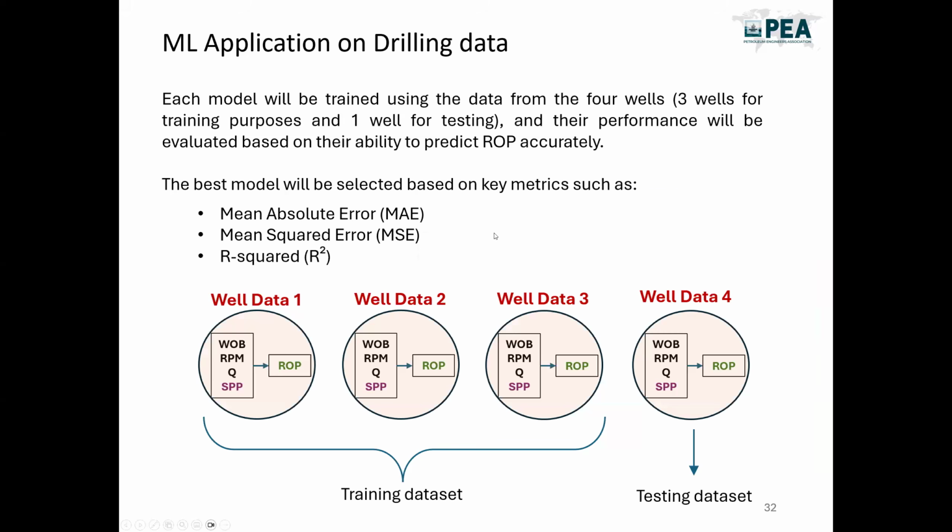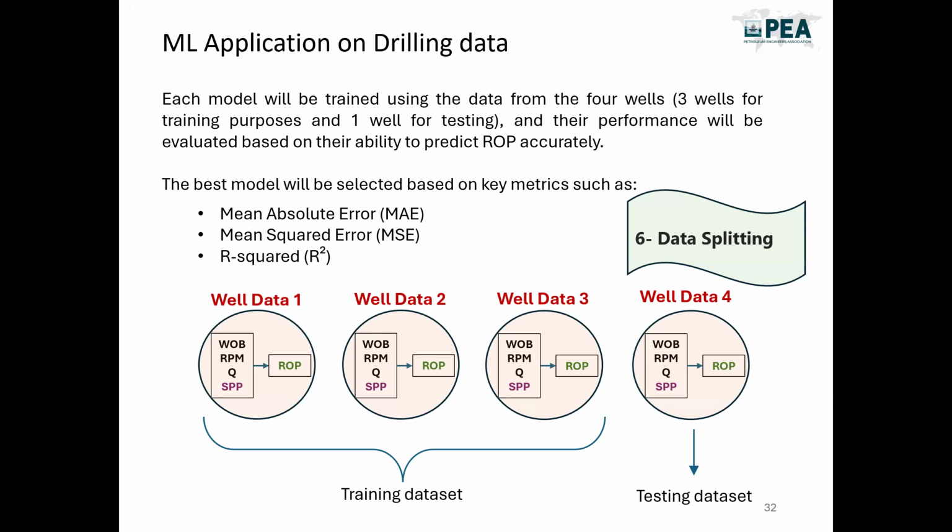So let's go ahead, and the next step is what we call data splitting. In the data splitting, because we already know that we have 4 data sets, well number 1, 2, 3, I'm going to use those 3 wells' data for training purposes, and then I'm going to use well number 4 for testing, because we have the input data: weight on bit, RPM, flow rate, and the standpipe pressure, to look for the ROP model. 3 of these sets are going to be used to generate the ROP model, and then I'm going to test it with well number 4 to see whether it is accurate or not.